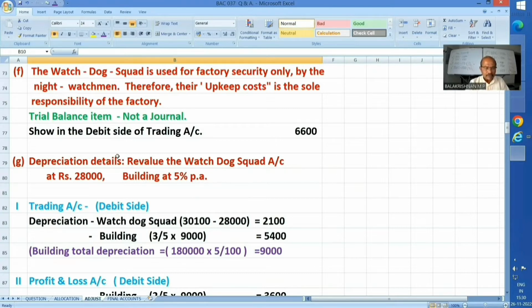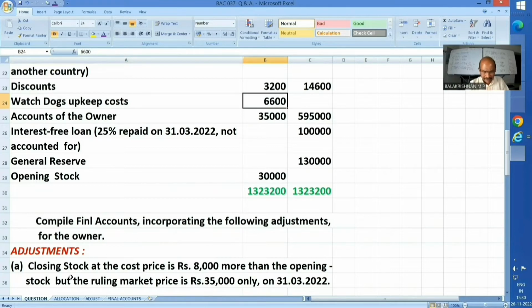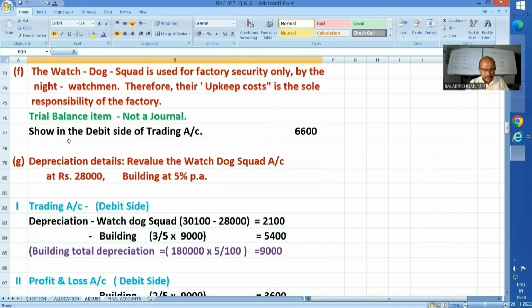Okay. So trial balance item is not a journal. This particular amount of upkeep cost has been shown in the trial balance. Let us see where it has been. Yes, watchdog upkeep cost 6,600. So trial balance item only. That we are showing in the debit side of trading account. Okay, because for factory purpose, the code is used for factory security only. Hence, anything related to factory is to be shown in the trading account.